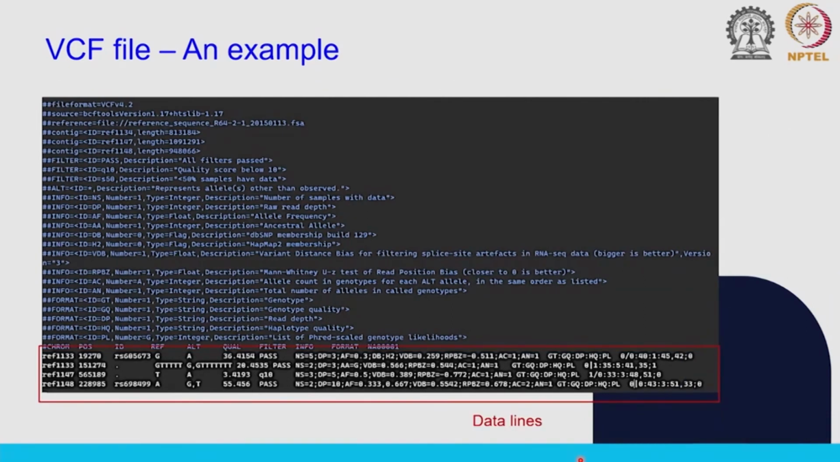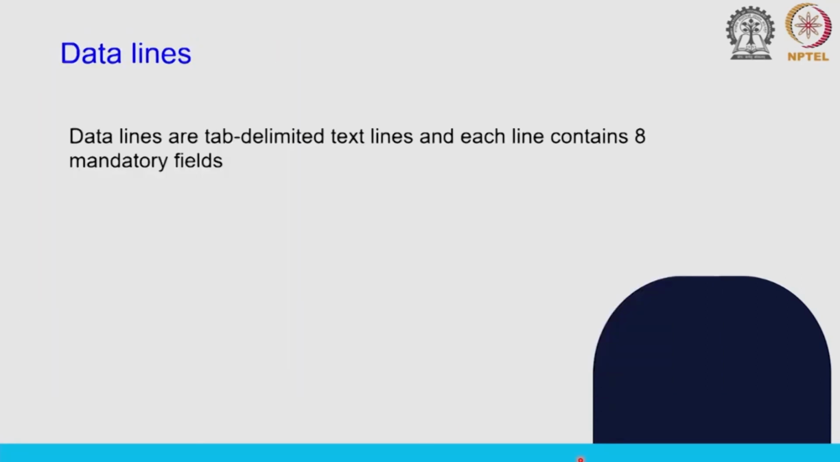Then you have the data lines. Here is the data about the variants, and we will discuss what these mean. You see a lot of information there, and we will discuss what it means. And finally, you have just one line, the header line. This contains the header for the data lines. Again, we will discuss this header line.